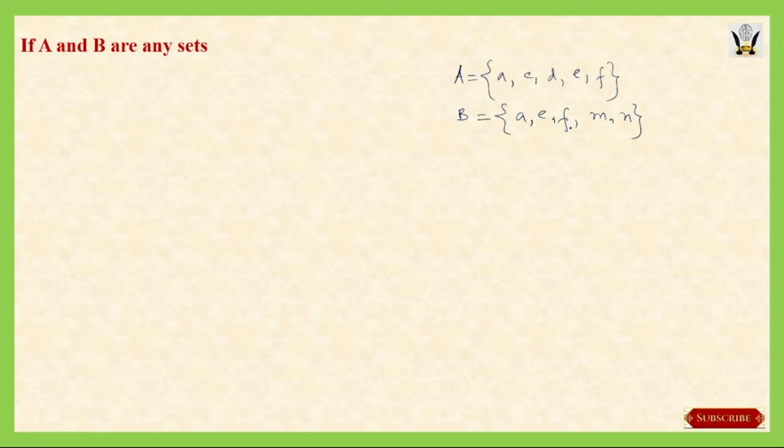Again we will take the same sets A and B. Now first we will perform the union operation between A and B, and that resultant set will have what elements here? A, E and F are the three common elements. So as we have seen, these will be the elements of the resultant set.